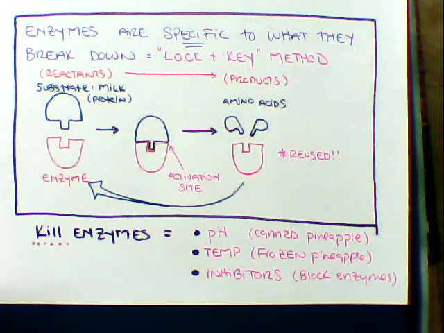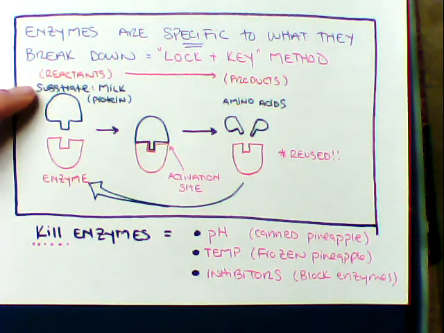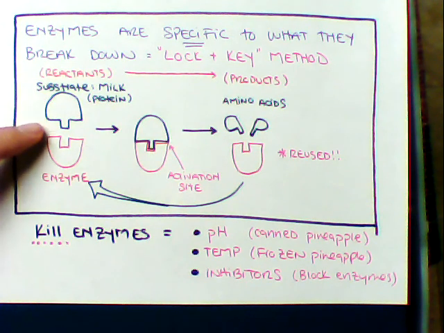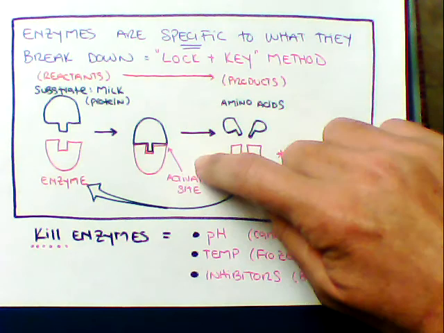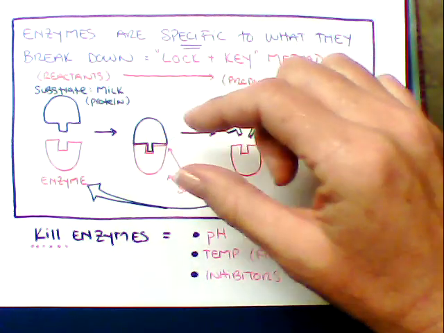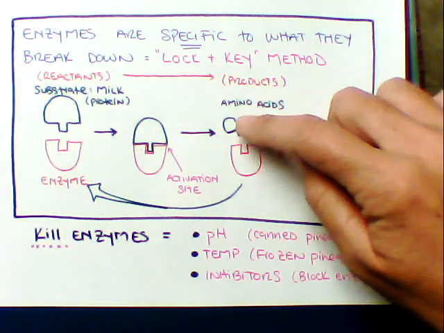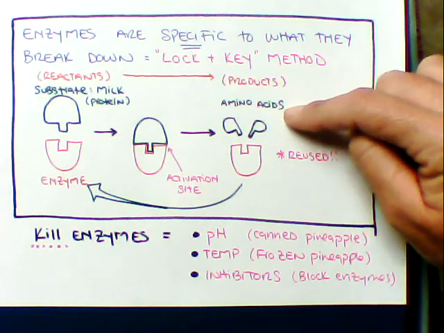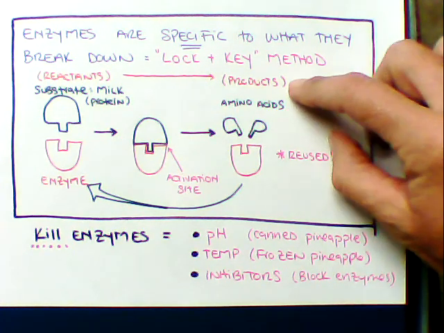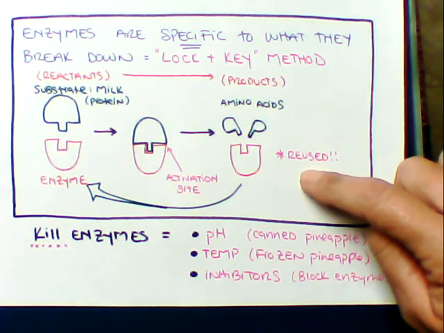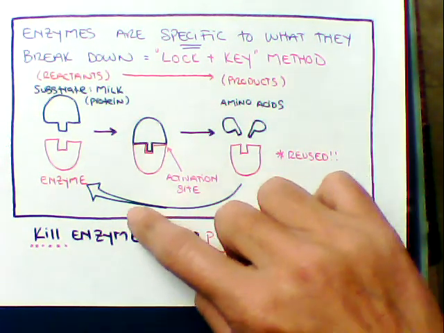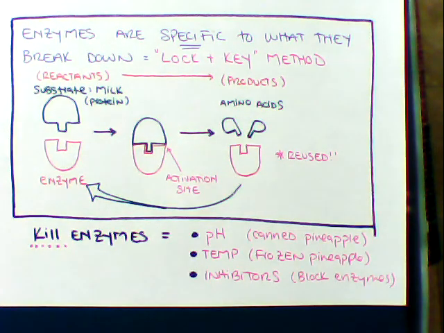So if I have some reactants over here, such as milk, which is a type of protein that can hook up with an enzyme, it'll hook up at what's known as an active site. So that's where they actually match together. That enzyme will break apart my milk, since it's a protein, into amino acids, and that in turn is known as your products. The enzyme actually does not get destroyed. It's reused, so every time you go to drink milk, it'll come back over and make sure to break down that milk.